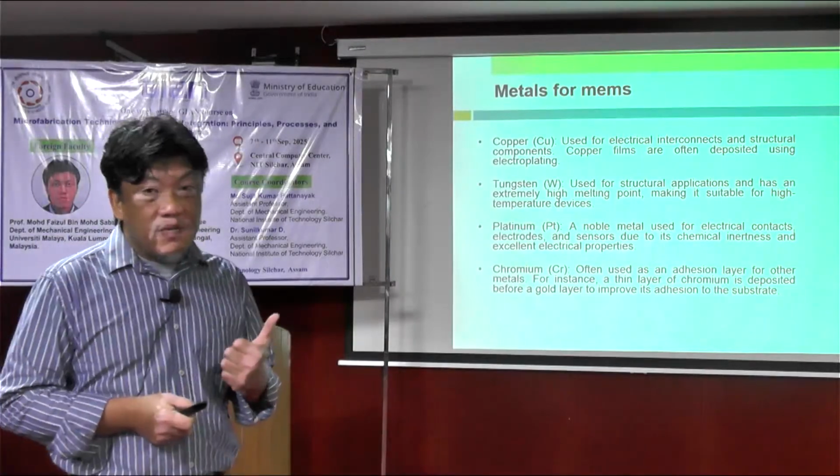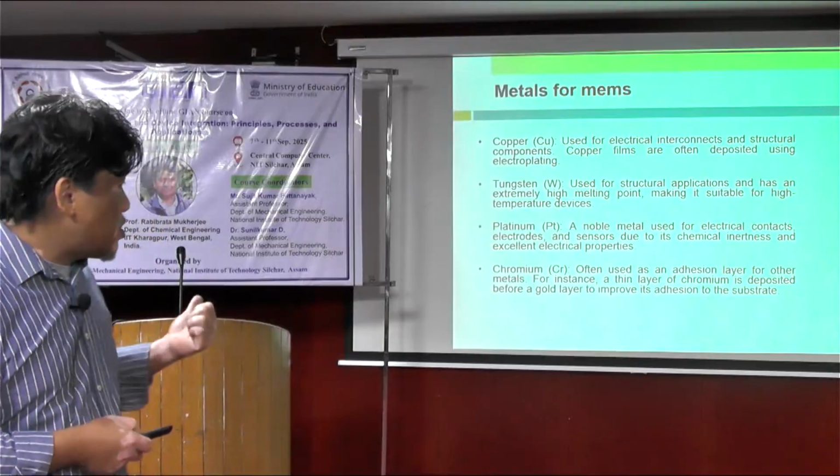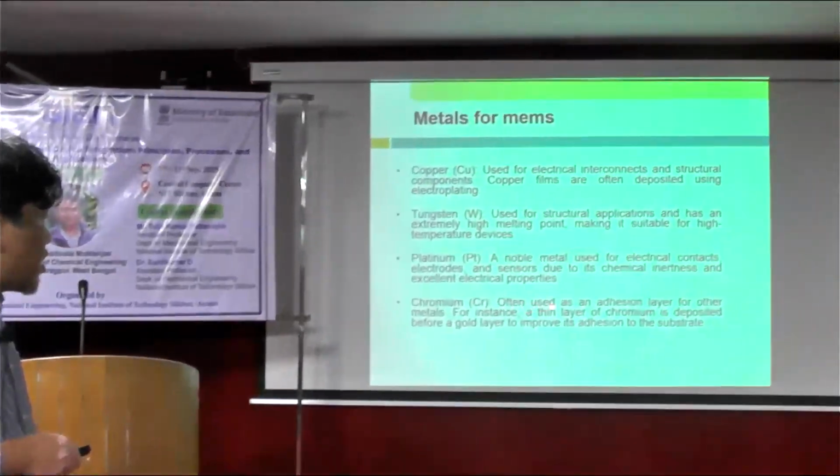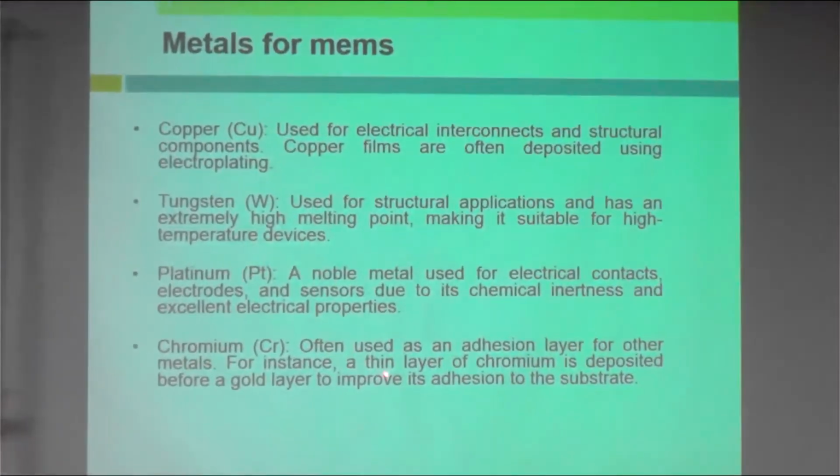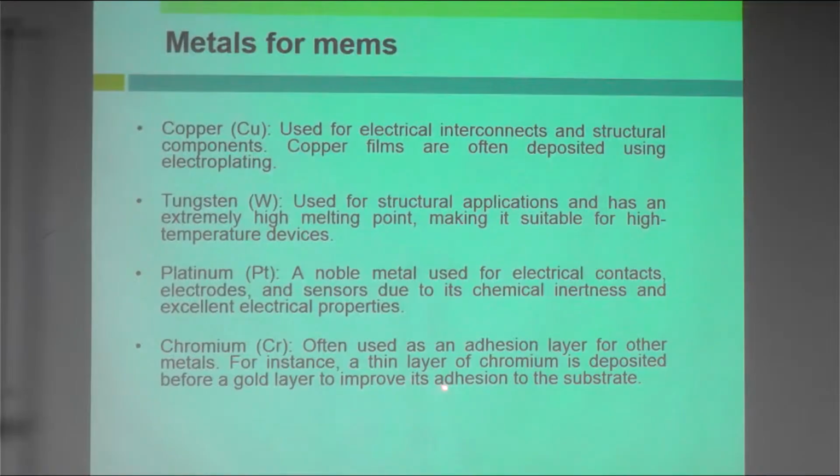Previously, we talked about gold. Gold is also an inert material, so it's the same as platinum. And chromium is often used as an adhesion layer for other metals. For instance, a thin layer of chromium is deposited before a gold layer to improve its adhesion to the substrate. So certain materials have different adhesion properties to different materials. Chromium has good adhesion with silicon dioxide, silicon, and maybe the circuit board. That's why people use chromium first as a conducting layer. Then on top of that, you have your gold, for example, because gold has good adhesion with the chromium. So this will provide a lasting bonding pad for the electrical circuit.